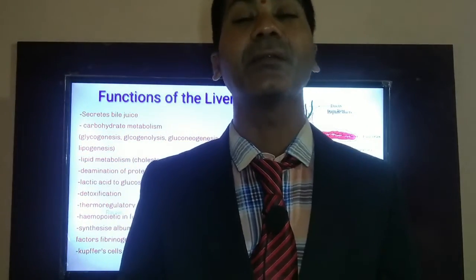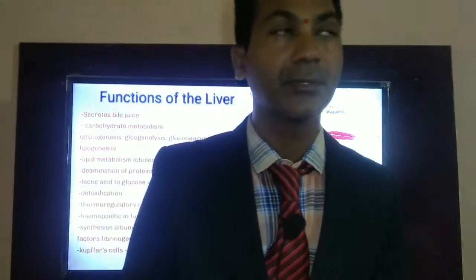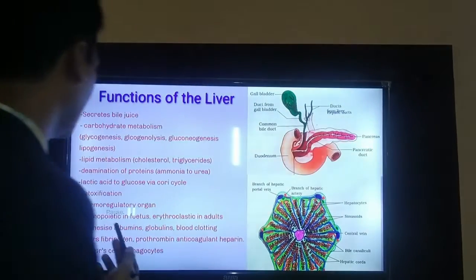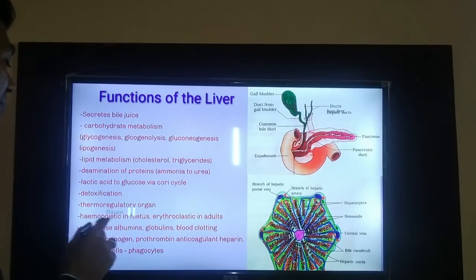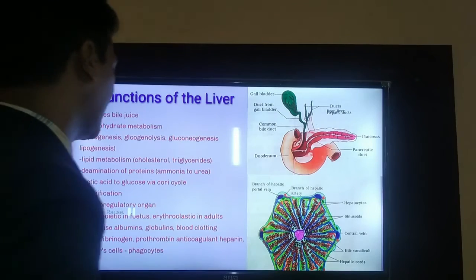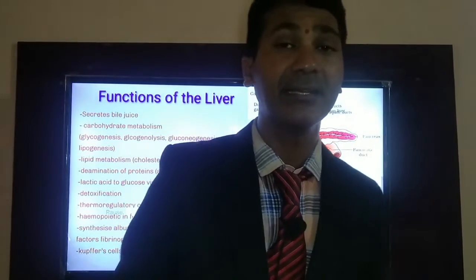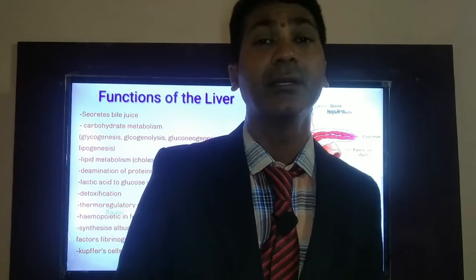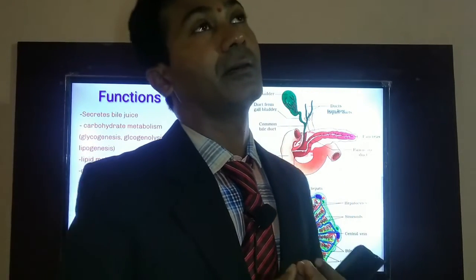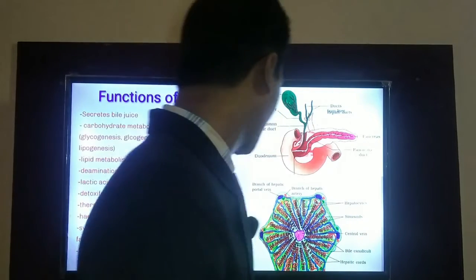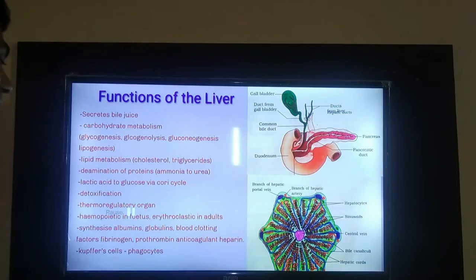And hemopoietic in fetus. Already we know the fetus doesn't contain bones, and bones contain the bone marrow where blood forms. So in the fetus there is no bone marrow, so the liver acts as a hemopoietic organ in the fetus, whereas it is erythroclastic in adults, destroying blood cells. Apart from the spleen, the liver also plays a vital role in destroying what we call dead RBC. So that is called an erythroclastic organ.